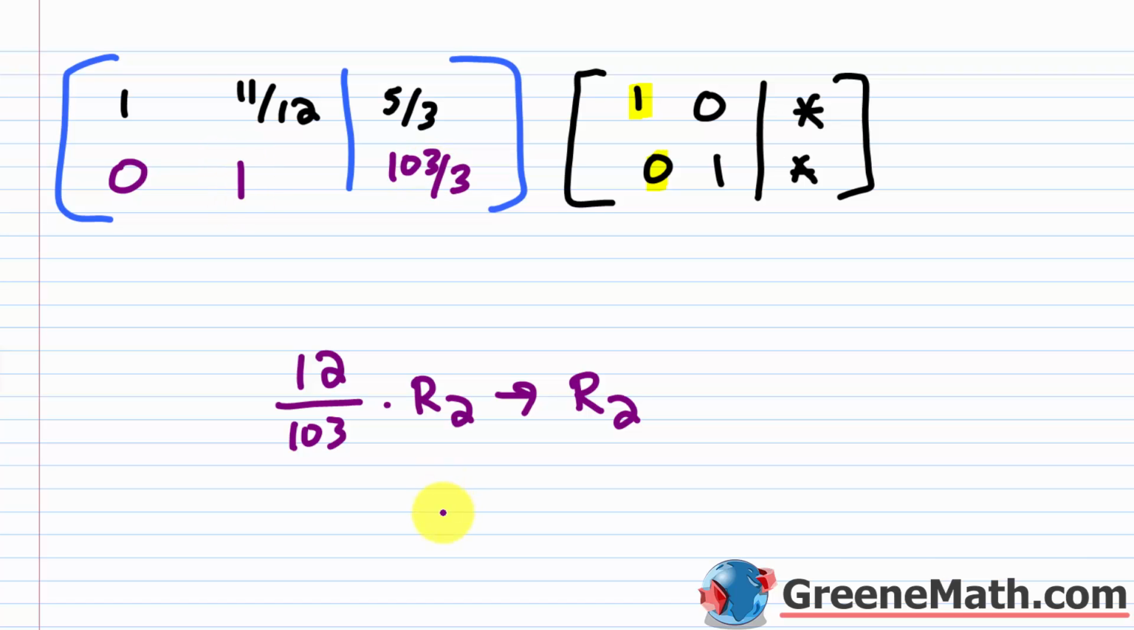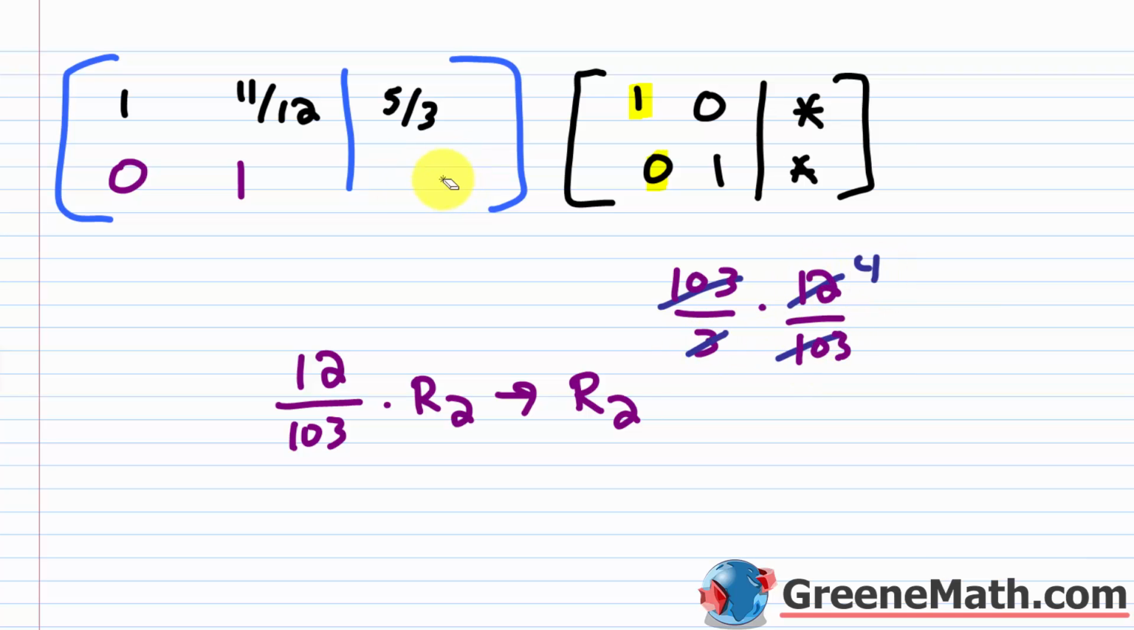And then this guy, I would have what? I would have 103 over 3 times 12 over 103. So we know this would cancel with this, and this divided by this would be 4. So I can erase this and just put a 4 here. So again, at this point, I have my row echelon form.